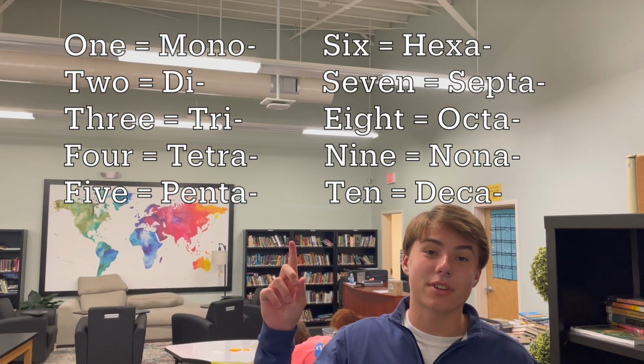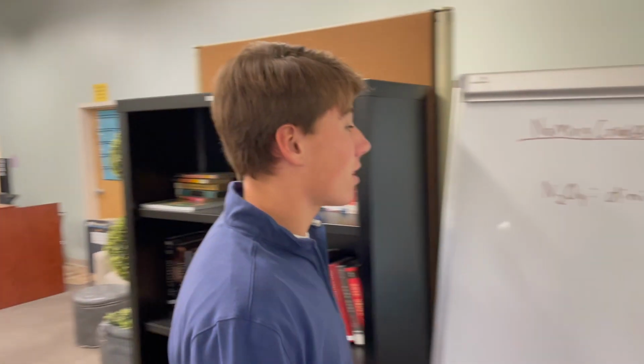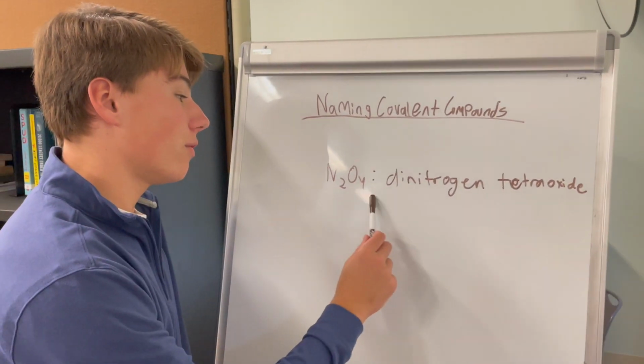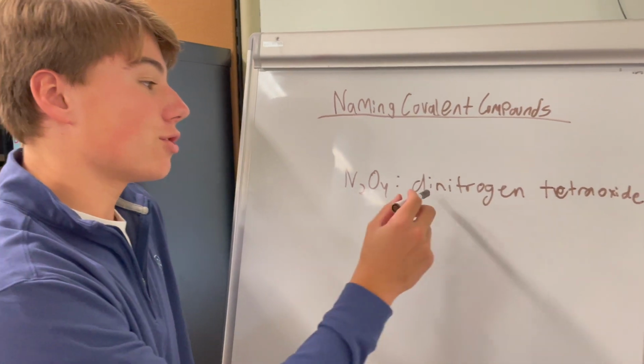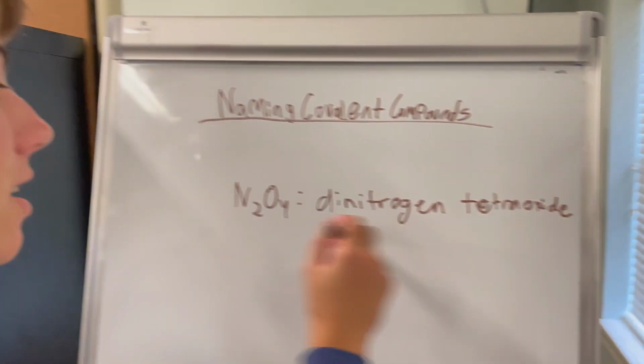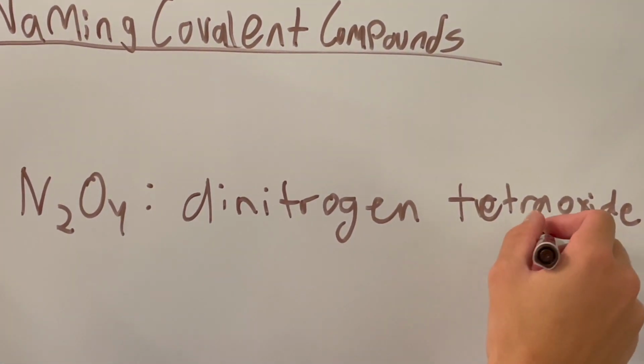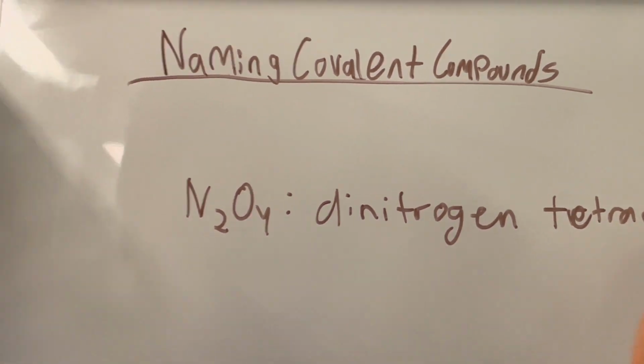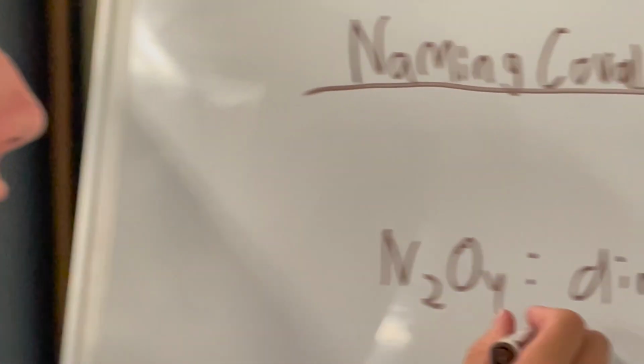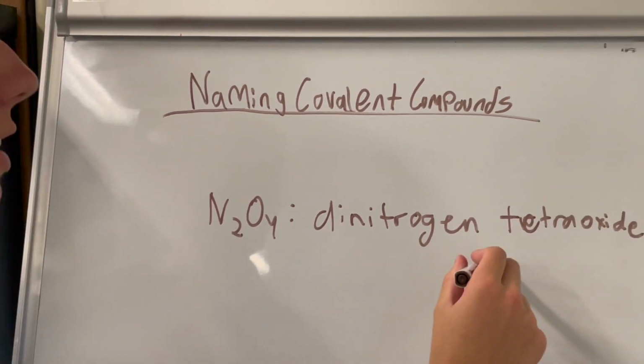Now, you need to know how to name covalent bonds. In order to do that, you have to understand these prefixes. Once you know those, you can come over here to N2O4. Because there's 2 nitrogen, you use your prefix di, nitrogen, 4 oxygen, tetra, oxide. You notice that it's oxide, not oxygen, because just like in ionic compounds, you drop the ending and add "ide." Now, there is an exception to this. In the first element, if there's only 1 of them, you don't put mono-nitrogen, you just say nitrogen.